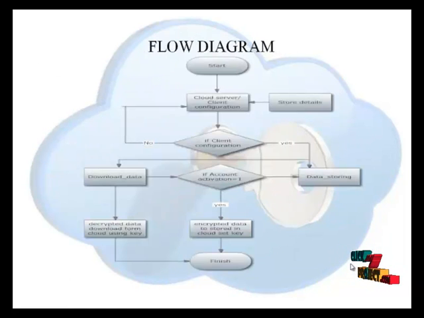This is our flow diagram. First of all, we start the process, and then the cloud configuration stores the information details. If the configuration is successful, the data is stored and downloading data. If the account is activated, the encrypted data is stored in the cloud with key access.